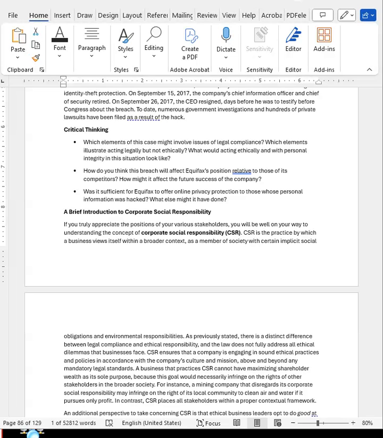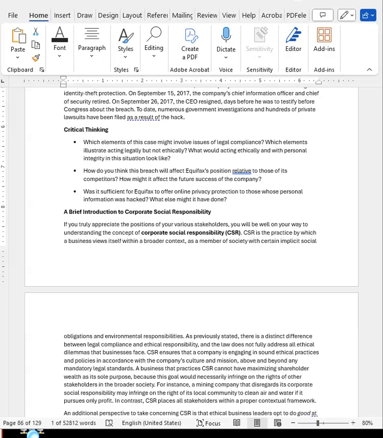As previously stated, there is a distinct difference between legal compliance and ethical responsibility, and the law does not fully address all ethical dilemmas that businesses face. CSR ensures that a company is engaging in sound ethical practices and policies in accordance with the company's culture and mission, above and beyond any mandatory legal standards.